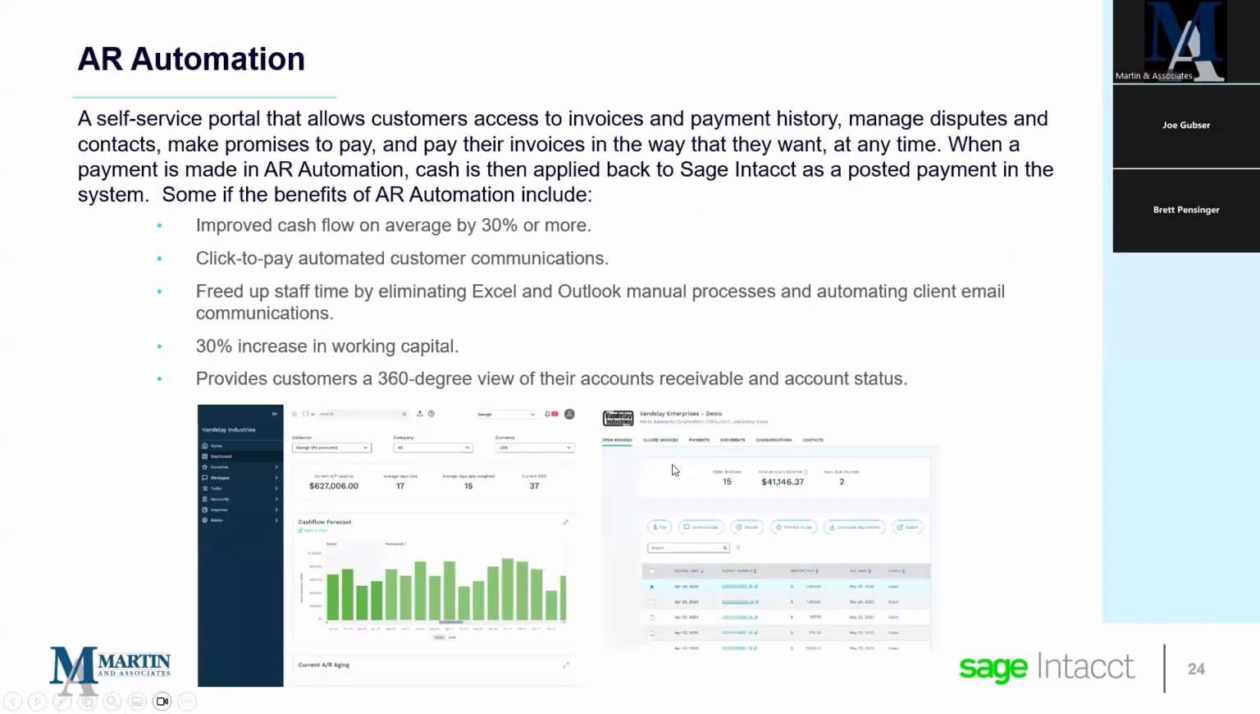AR automation. There's two parts of this. There's a back-end side of it that your collection teams can use, and that's this interface you see on the left-hand side here. So this is where you can look at how past due your client invoices are, and when they are coming due, and customers you need to get a hold of because they're so far past due. You can make notes, all that good stuff. So it's for your collection teams and your AR teams.